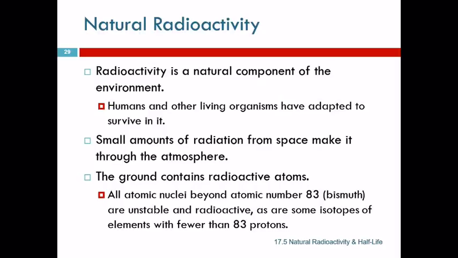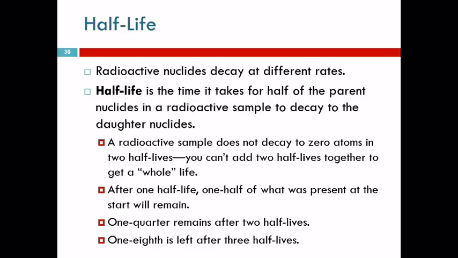Like carbon has 2 isotopes that are not radioactive and 1 that is radioactive. Well, these radioactive nuclides decay at different rates. Some decay very quickly, some decay extremely slowly. And the way we measure that is with a concept called half-life. The half-life is how long it takes for half of the parent nuclides to decay to the daughter nuclides.